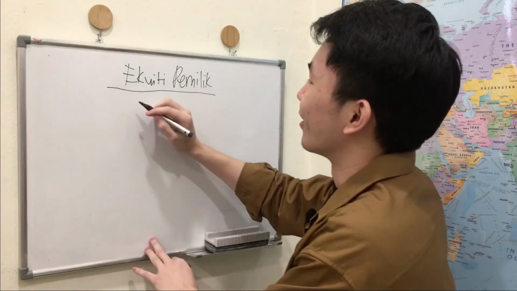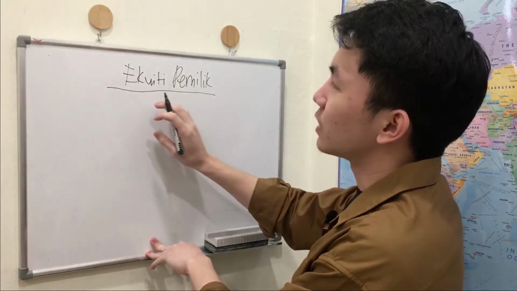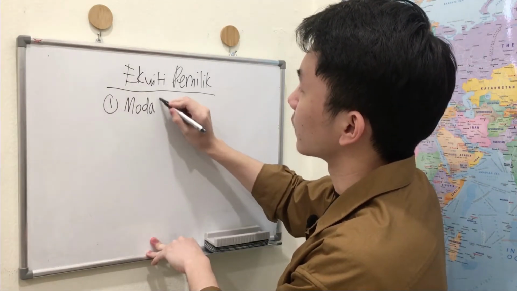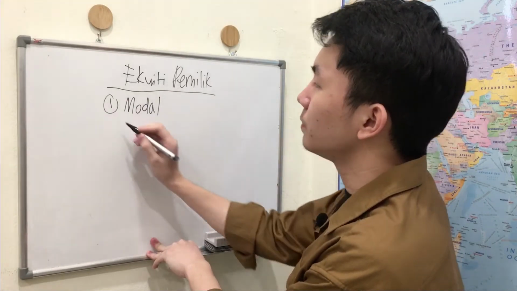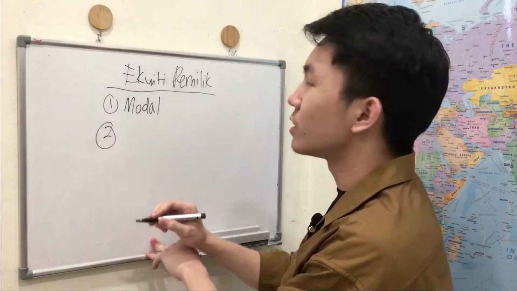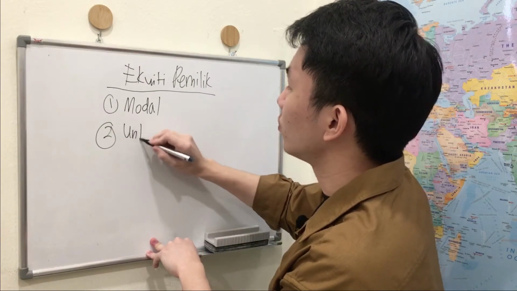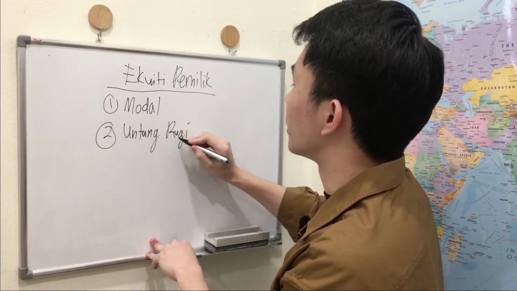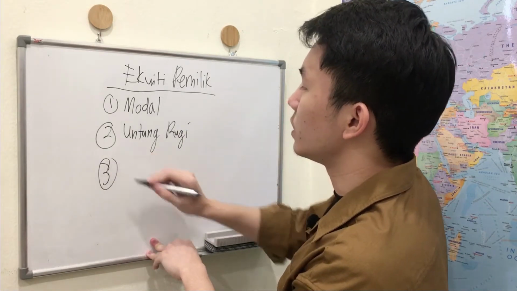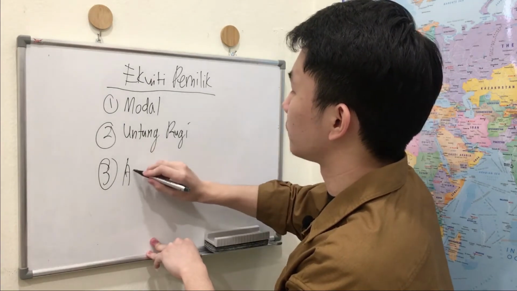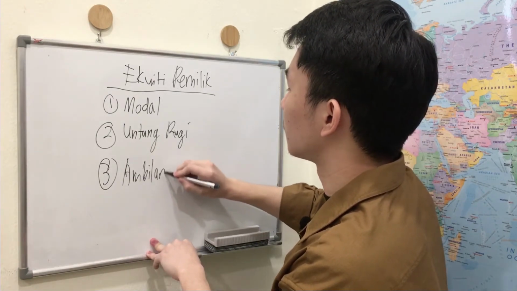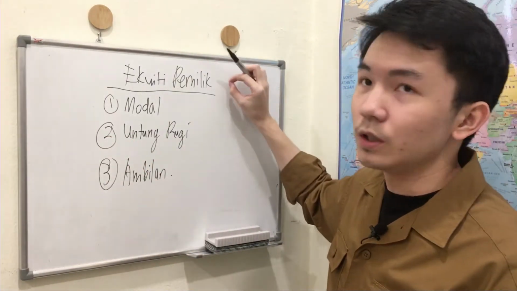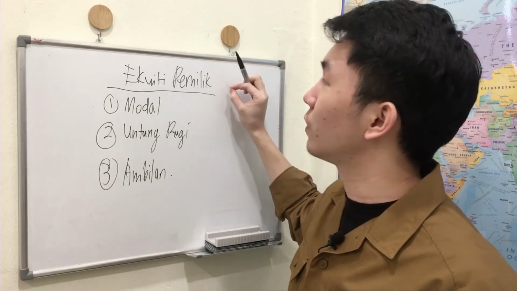Just joking. So first, under equity pemilik there is modal. Second is untung rugi. And the third one is ambilan. These three items belong to equity pemilik. They are under the classification of equity pemilik.